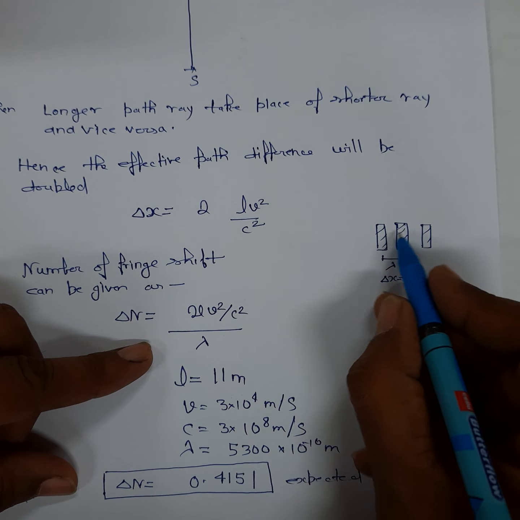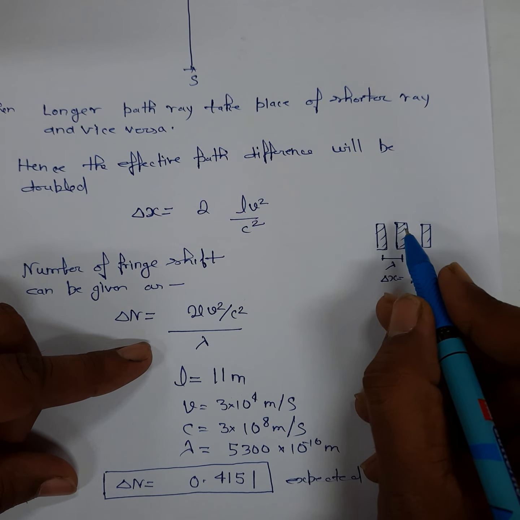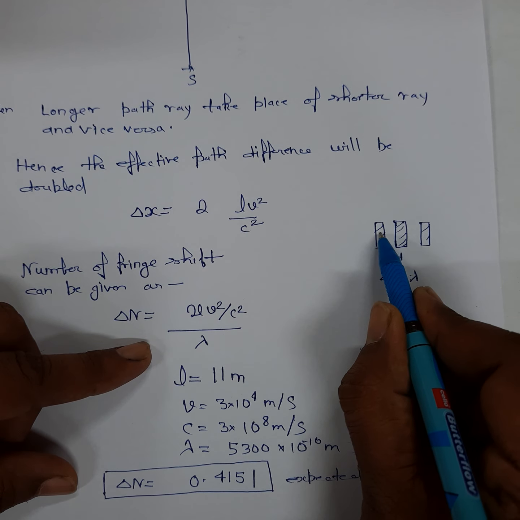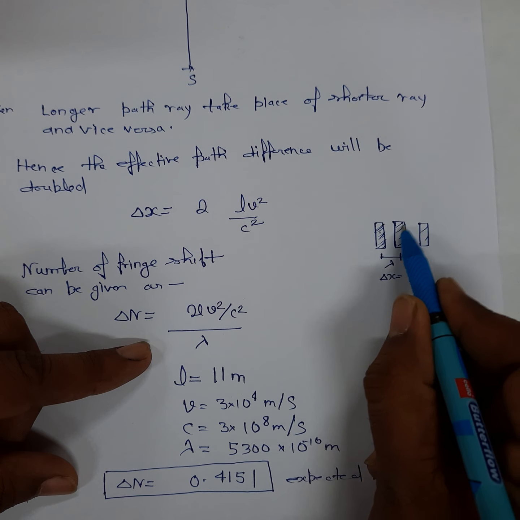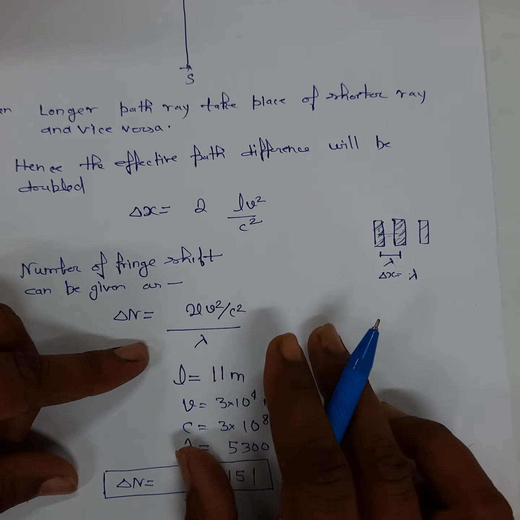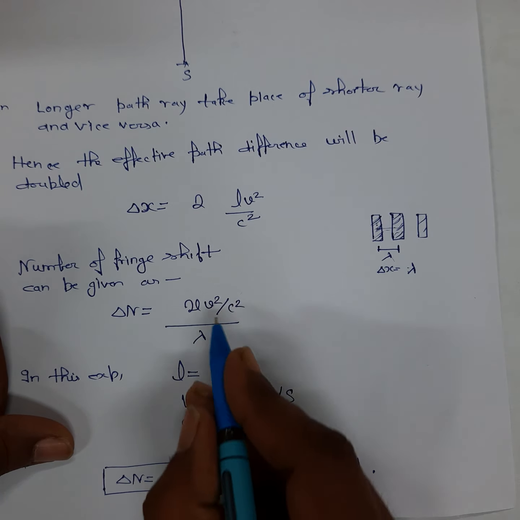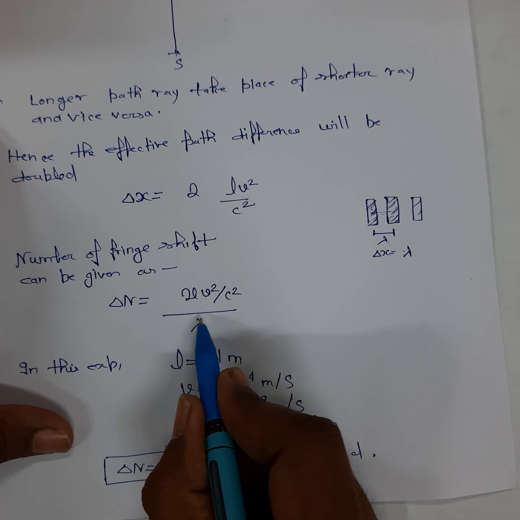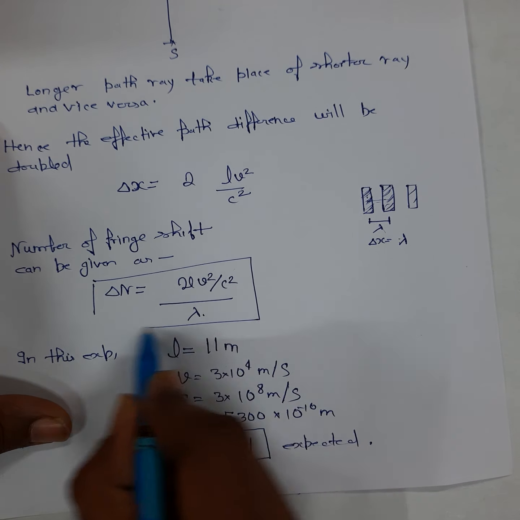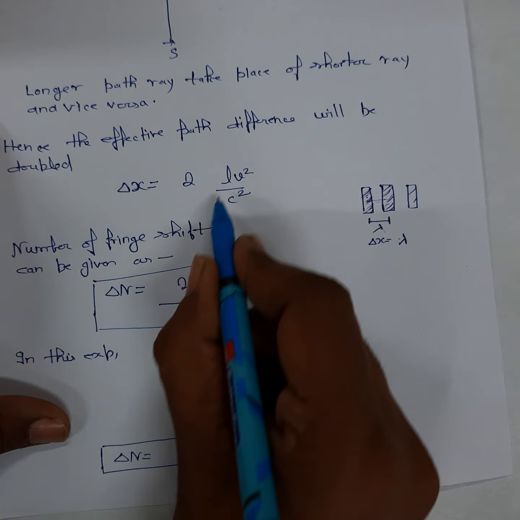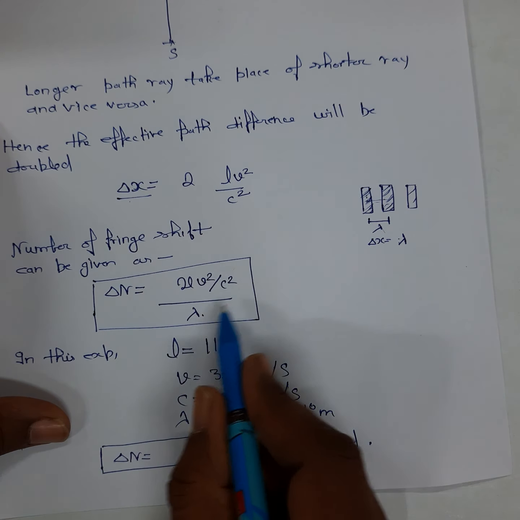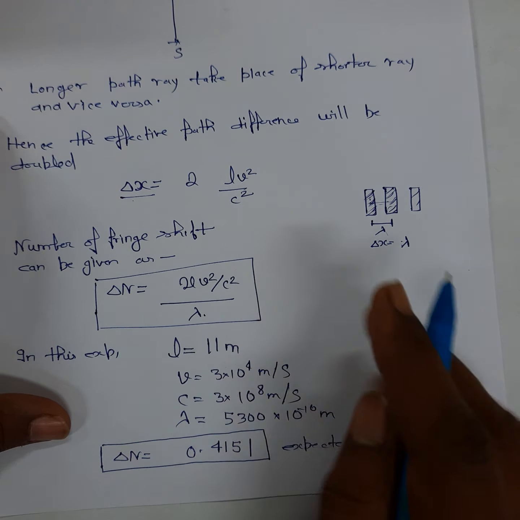As you know from Young's double slit analysis or interferometry analysis, the path difference between two bright fringes is lambda. So the fringe shift can be calculated by dividing the path difference by lambda. So this is the expression: this is the path difference, we divided it by lambda, and this gives the fringe shift.